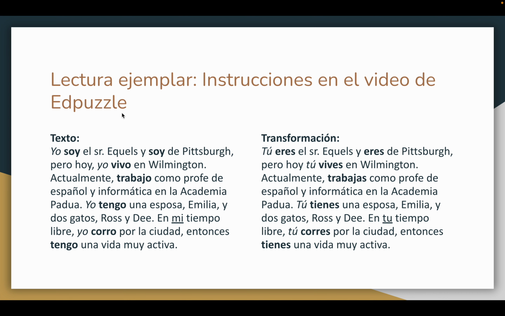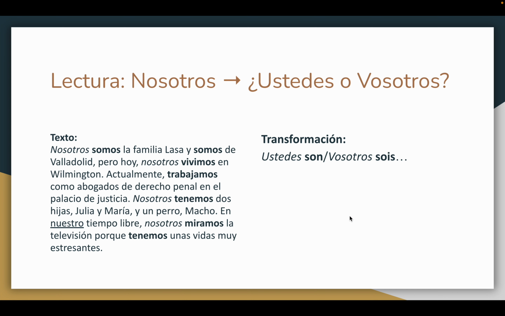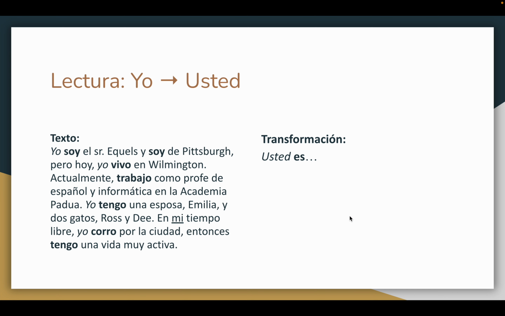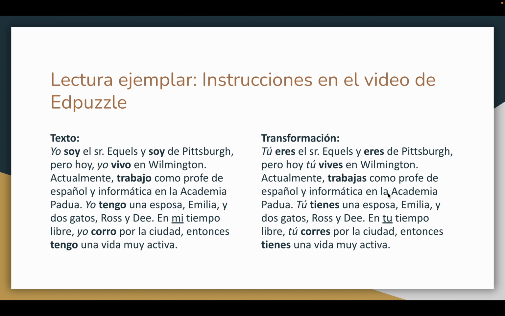So here is an example of what you are supposed to do. So you will be given this text here on the left, and then for every other screen, you'll see that the Transformación square, this section right here, is blank. All right, so for this one, this is staying in the singular, so we can see that just like in the rest of our readings, we have our subject italicized, we have our verb bolded, and then we also have our possessive pronouns underlined, okay?